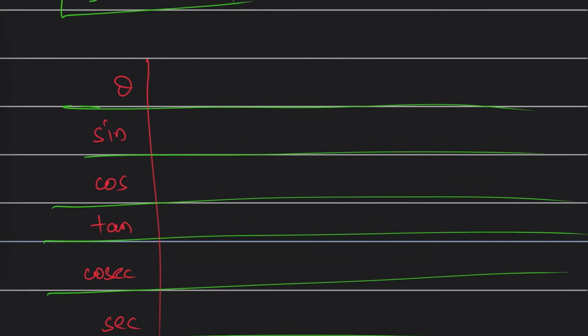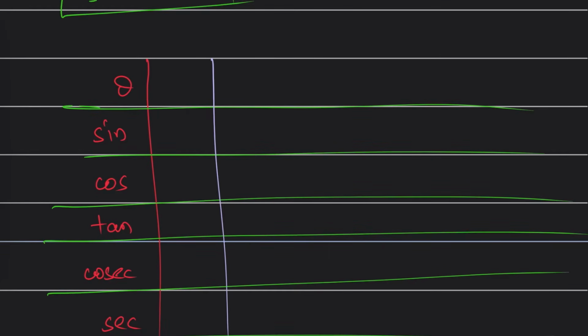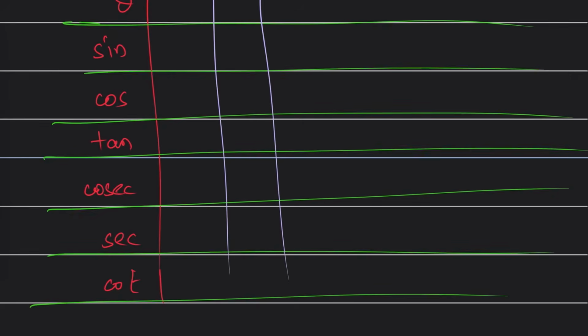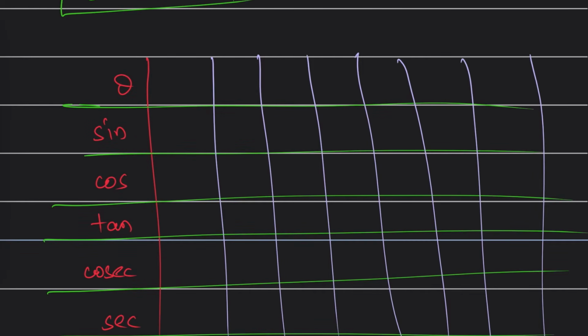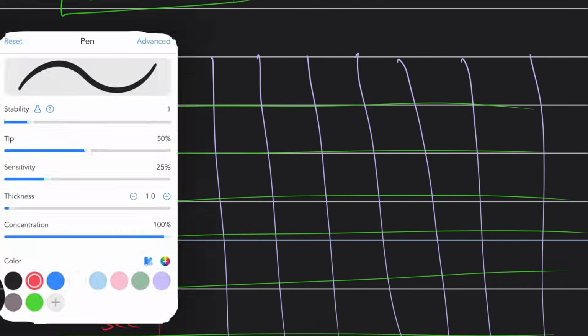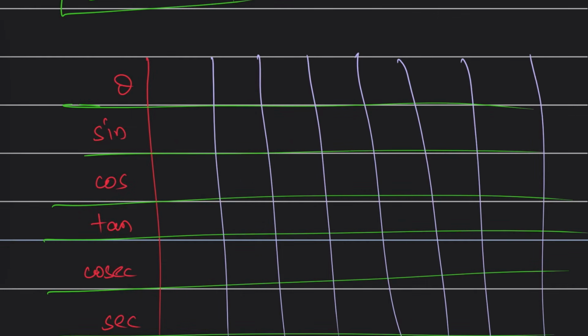Please focus. Let me change the color. Now I am going to divide into smaller squares. Now if I am taking theta value 0 degree, what is sine 0? 0 degree means 0 radian also. Sine 0 means 0.